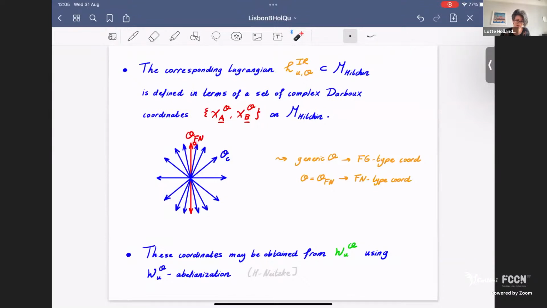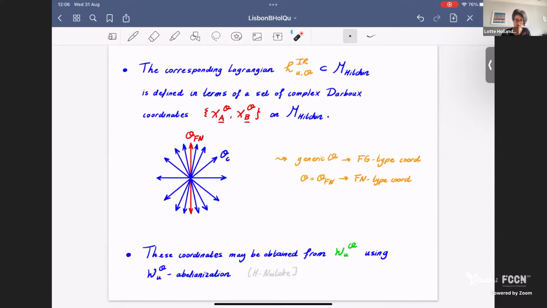At the special phase theta Fn, where all of these rays are coming together, the coordinates are of what is called a Fenchel-Nielsen type. In various examples, they are the Fenchel-Nielsen coordinates as you might know them, the lengths and the twist coordinates as you might be familiar with. There is a whole story behind these coordinates, but I won't say too much about that in this talk. In particular, these coordinates can be obtained from these spectral networks using a procedure called abelianization.